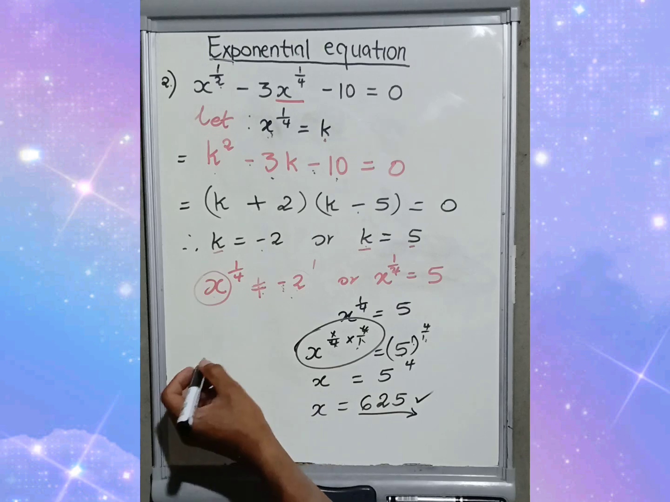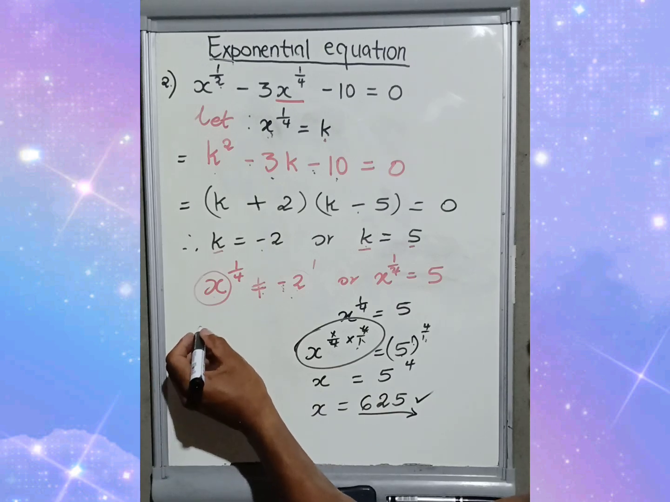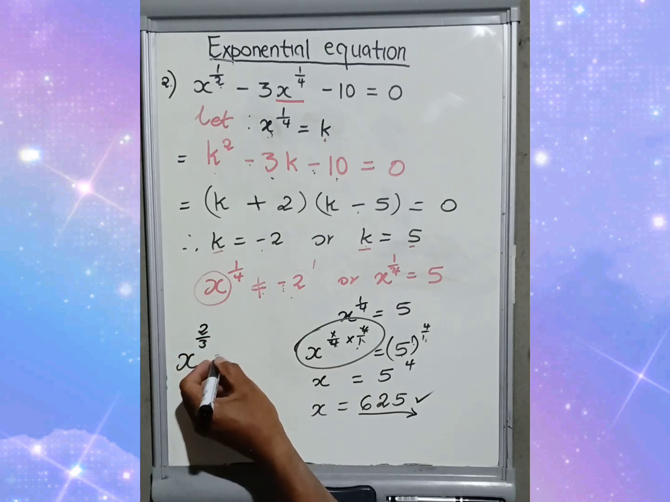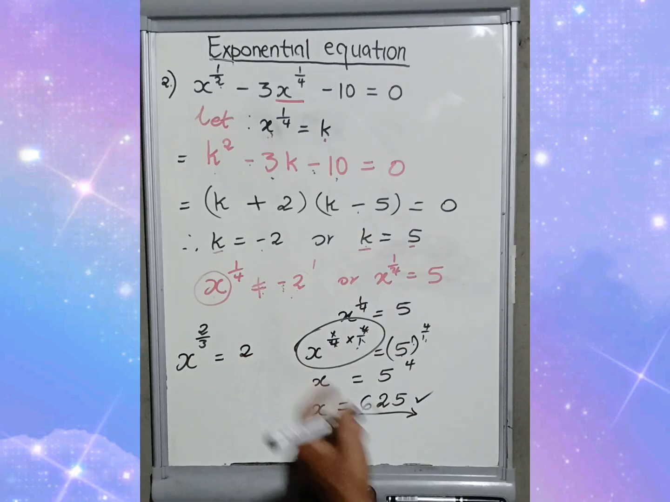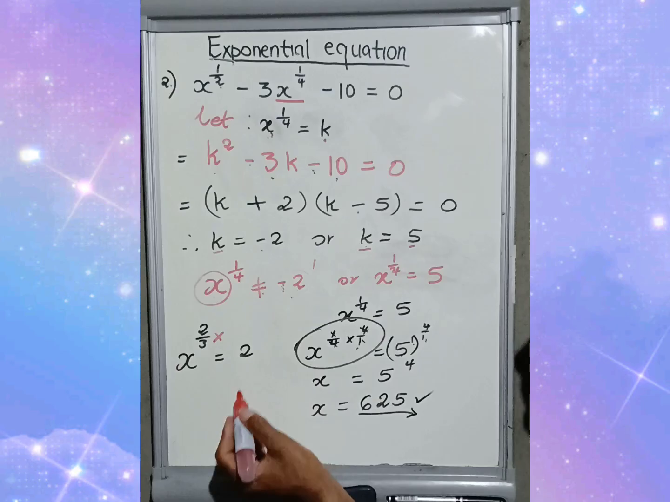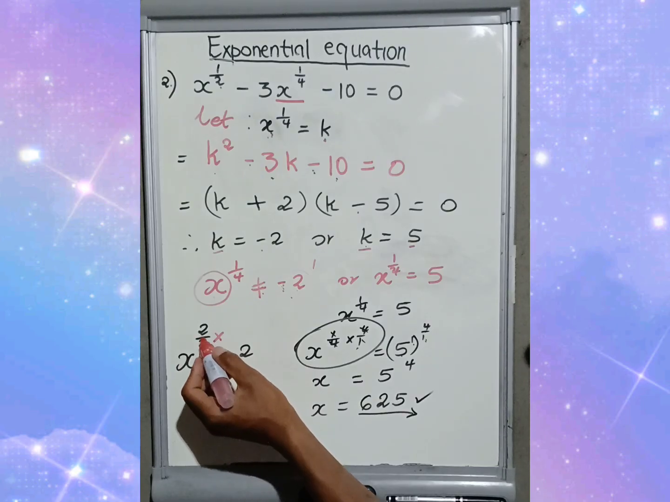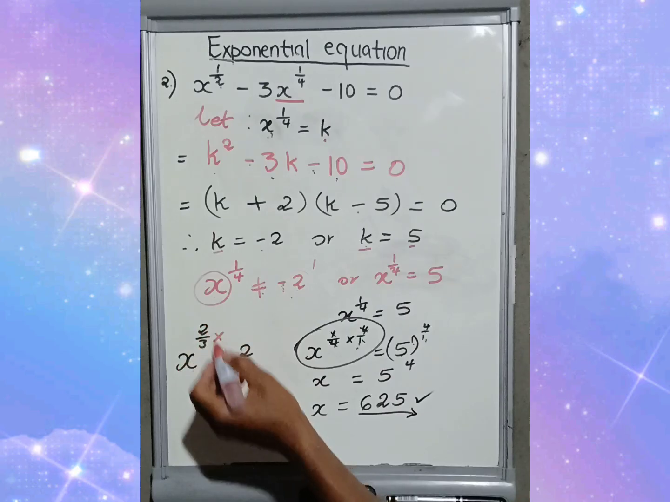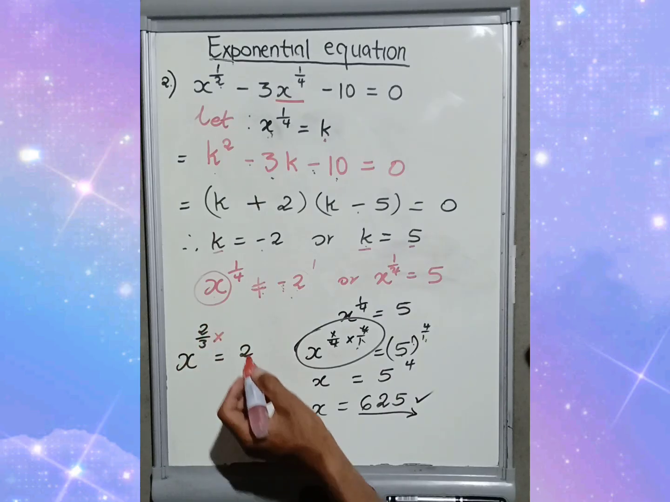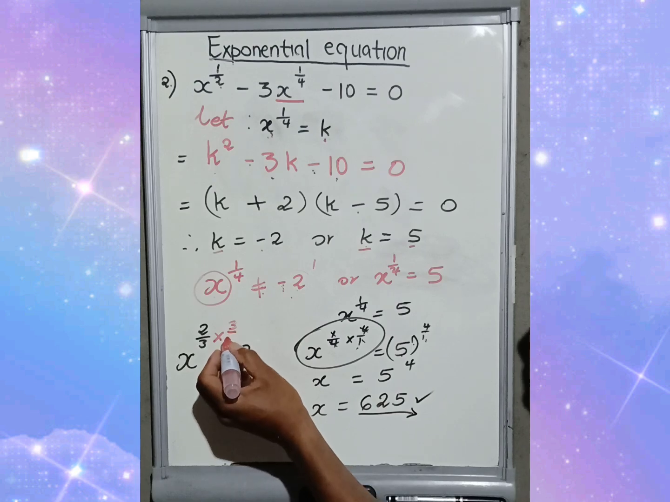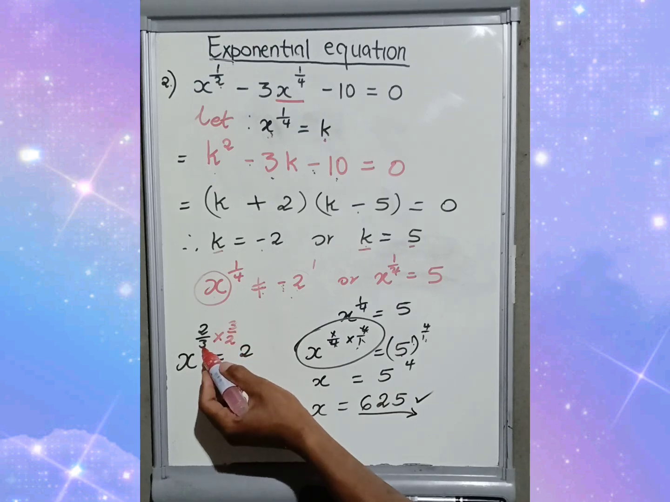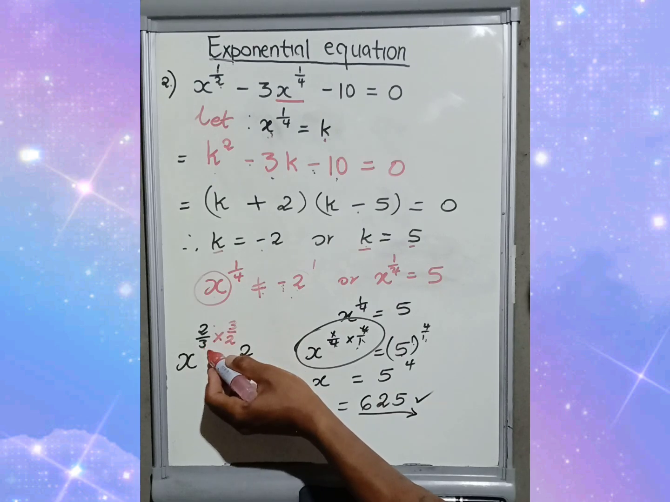It's very important to take notes of the inverse operation of exponent. Let me teach you. If we have x raised to 2/3 equals 2, how we solve this is very simple. You do the inverse operation of the exponent. We multiply by the inverse of this fraction. The inverse is where the denominator becomes the numerator and the numerator becomes the denominator, like we're going to multiply by 3/2.